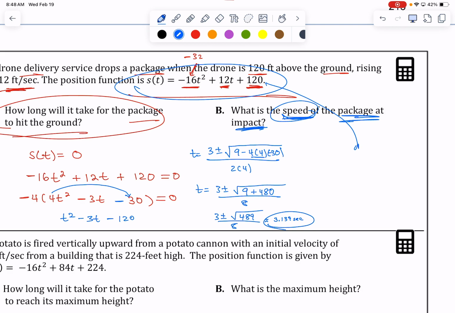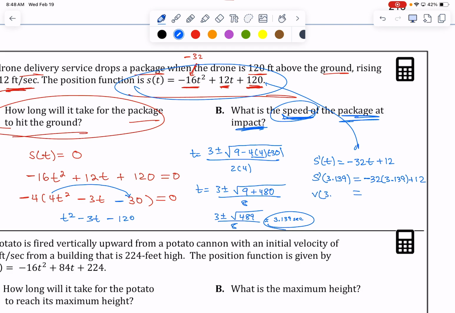What's velocity? The derivative of position, which will be negative 32t plus 12. And then you're going to plug it in, and you're going to get a negative velocity. So you're going to have negative 32 times 3.139, and then plus 12. When you get that answer, it'll be negative, but speed is the absolute value of velocity. So you would just take the negative and do what with it?